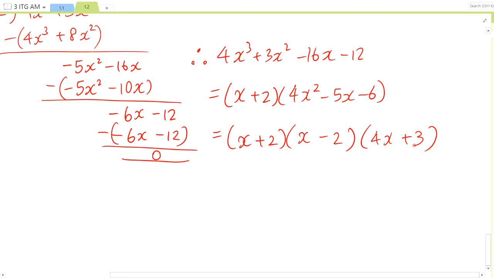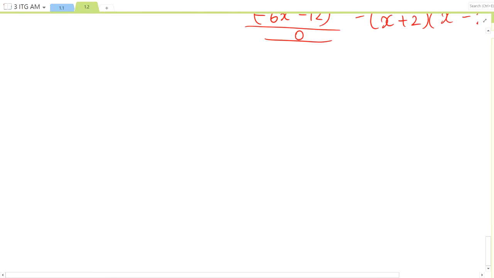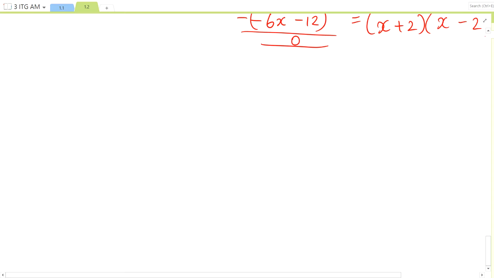Okay, then let's turn to page 14. At the top, what do you see?